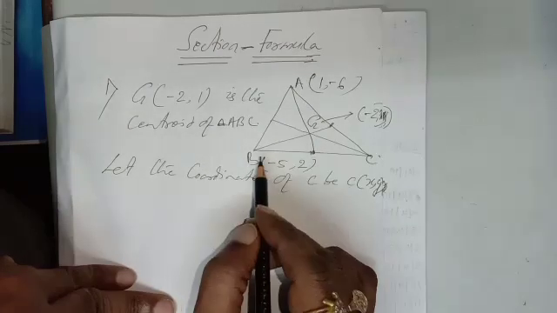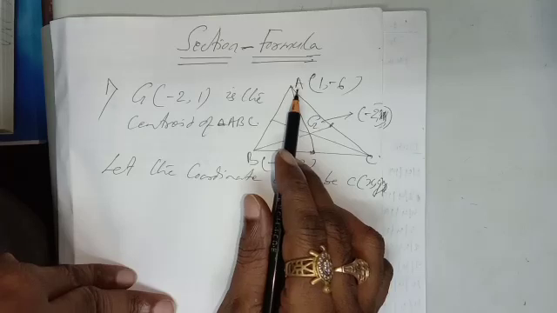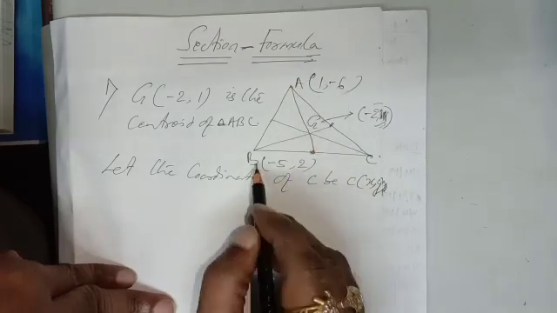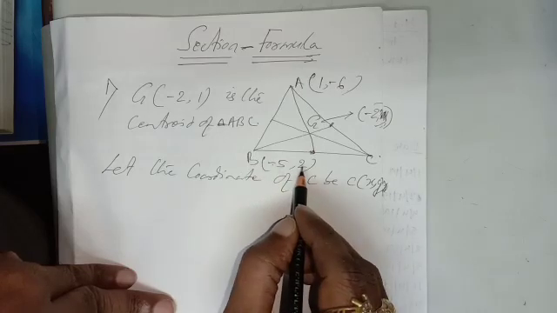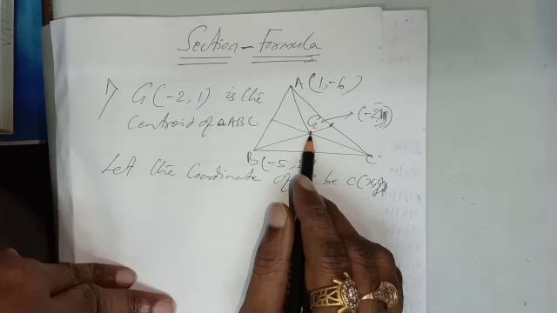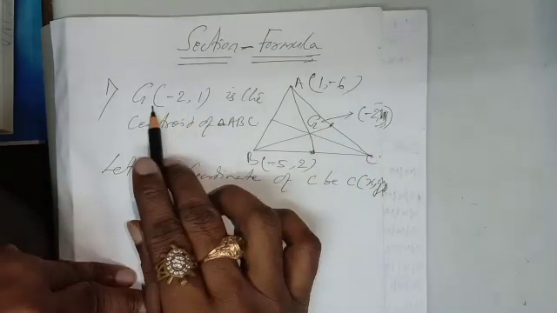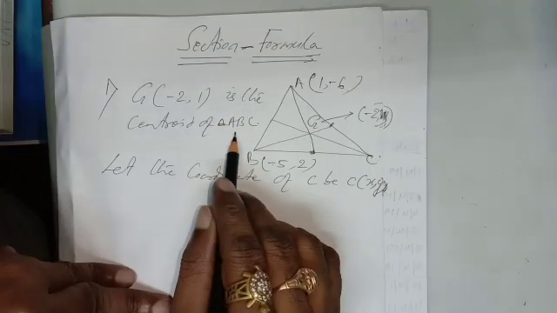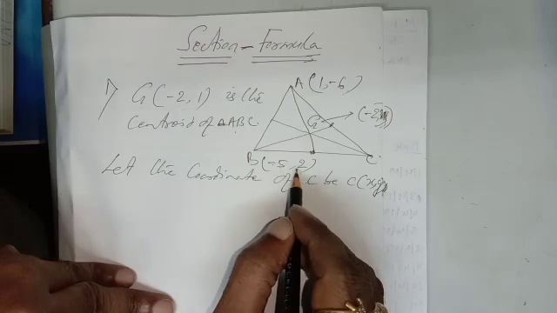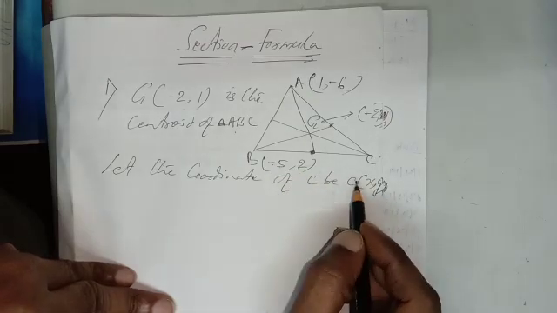A triangle ABC is given in which vertex A is given as (1, -6), vertex B is given as (-5, 2), and C is not given, that you have to find out. What is given here? The centroid of the triangle, that is G, is given as (-2, 1). G is the centroid of the triangle ABC, and you have to find the coordinates of C, the third vertex of the triangle ABC.